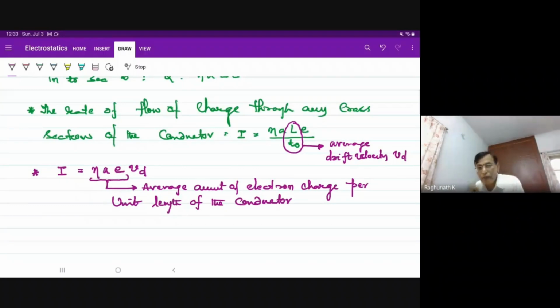Is it clear? Listen carefully: if we know the number of electrons per unit volume of the conductor of cross section A and its average drift velocity vd, we can determine the current through that conductor as nAe vd.